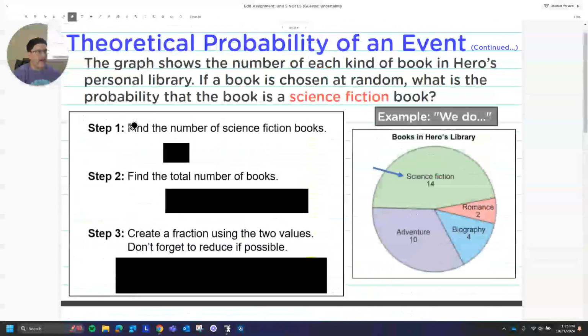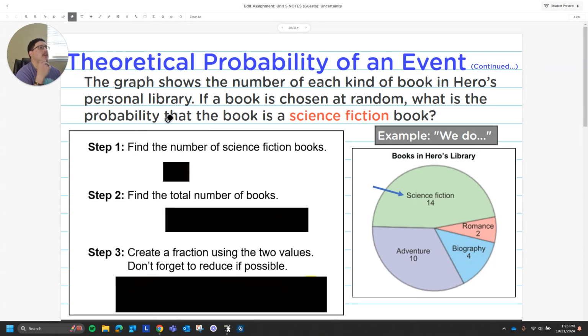Okay, still talking about theoretical probability. The graph shows the number of each kind of book in the hero's personal library. If a book is chosen at random, what is the probability that the book is a science fiction book? So again, we're choosing something at random. What should happen when we do that? And in this case, what should the probability be that we choose a science fiction book?